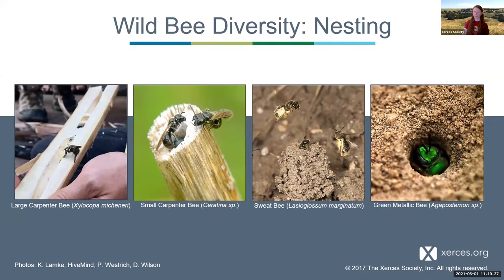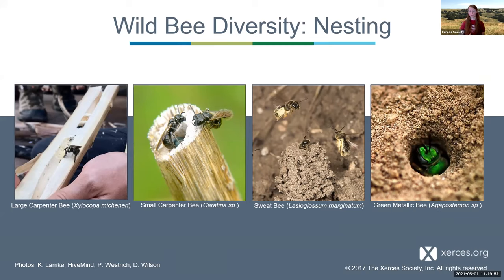We also have carpenter bees. So we have large carpenter bees and small carpenter bees. The large carpenter bees will actually bore into wooden structures and create their nest. Small carpenter bees will bore into pithy stems like a rose stem or a blackberry stem. Big bluestem is a popular one for them out here.